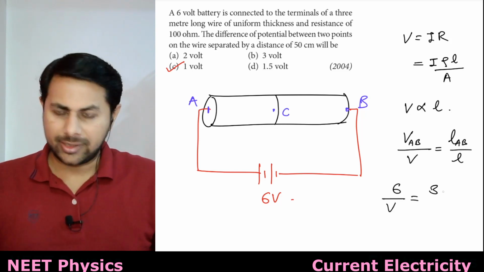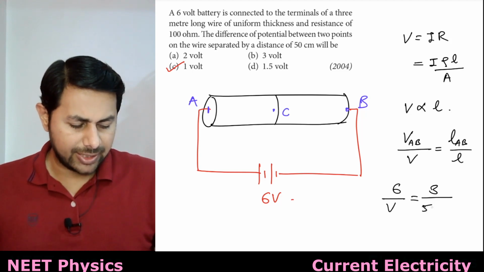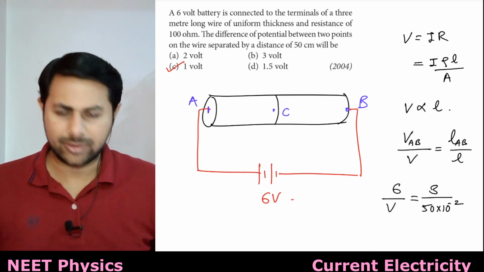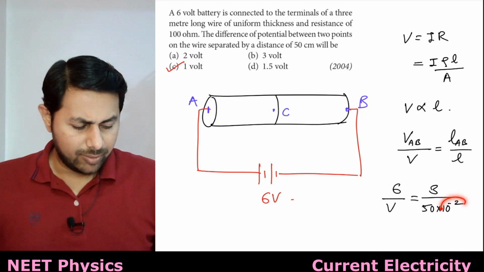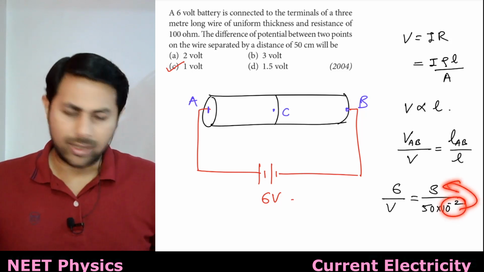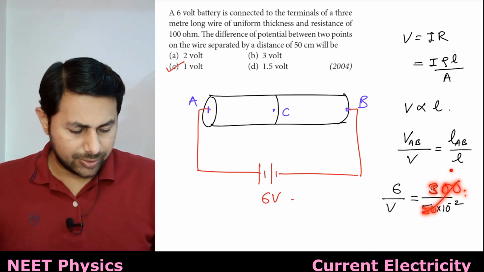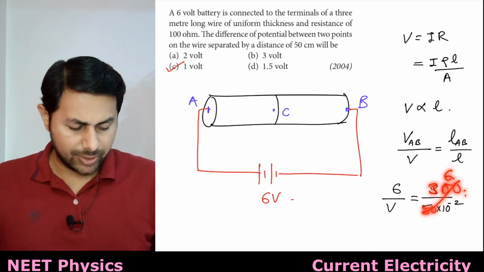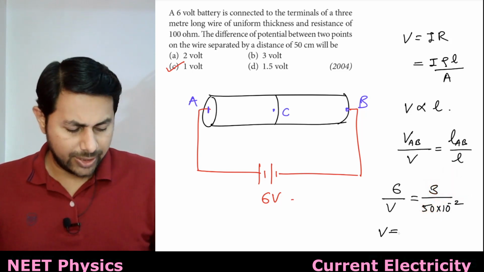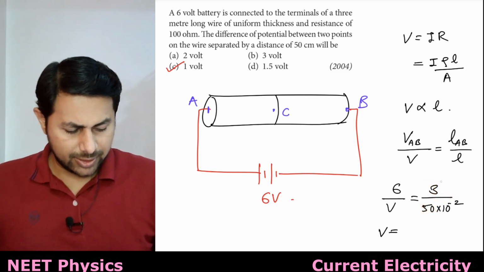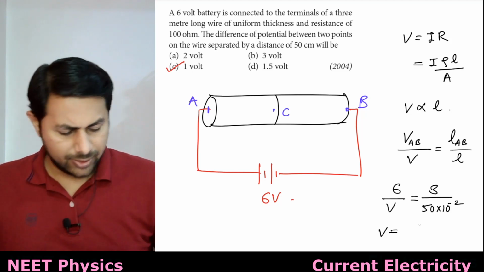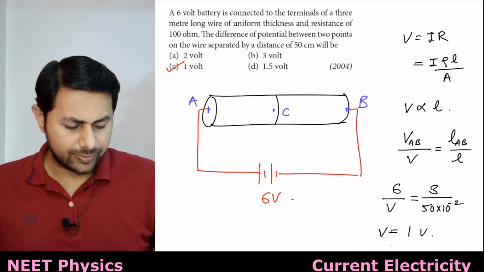The length of the wire is 3 meters and this is 50 centimeters. That means 50 into 10 raised to minus 2. Move that 10 raised to minus 2 to the numerator, so this becomes 300. 300 divided by 50 gives you 6. And therefore what do you get? V is equal to, that 6 and 6 get cancelled out, V is equal to 1 volt.